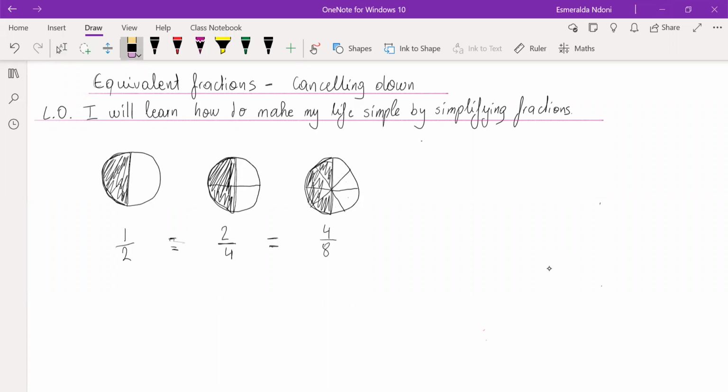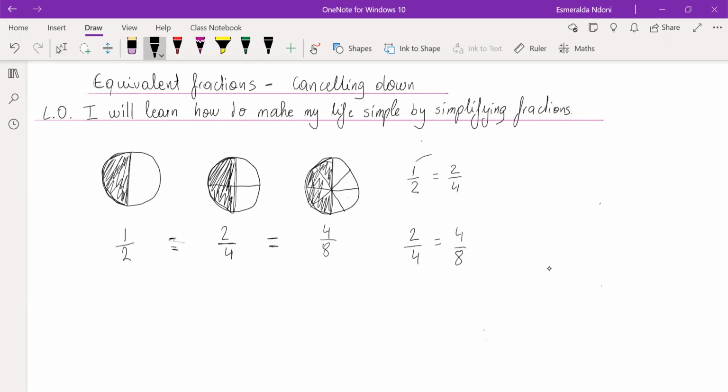Now, this is using pizzas. So if we just put down the fractions, we can see now that a half is equal to 2 quarters. And I also know that 2 quarters are equal to 4/8. Now these are equivalent fractions. They are called equivalent because they're equal in size. Even if they look different, they're equal in size. And this is how we can go from one fraction to the other.